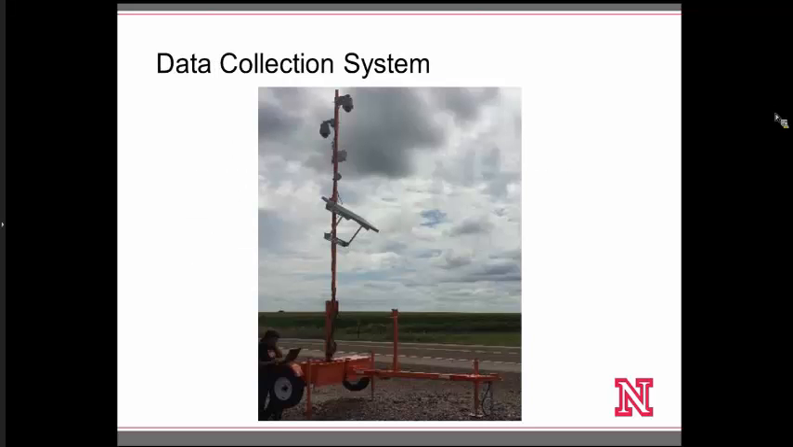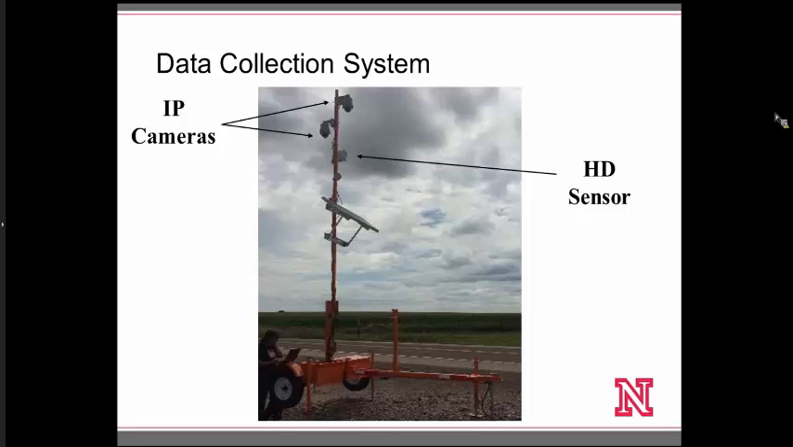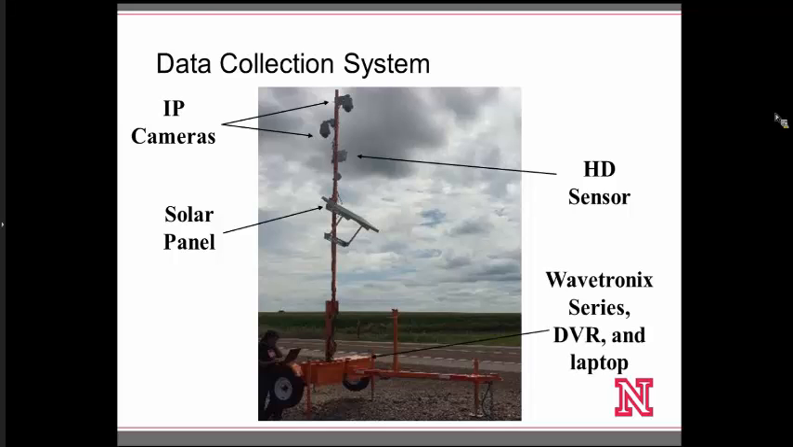So my data collection was basically a trailer that was placed by the railway tracks. It consisted of 2 IP cameras. These cameras were to watch the vehicles as they went around the curves. There is an HD sensor which gave me the speed of the vehicle, how fast the vehicle was going around the curve. Solar panels were to charge batteries during the day in case you wanted to get some data at night. Then Wavetronics DVR and laptop that was placed inside the trailer where I could gather my data.